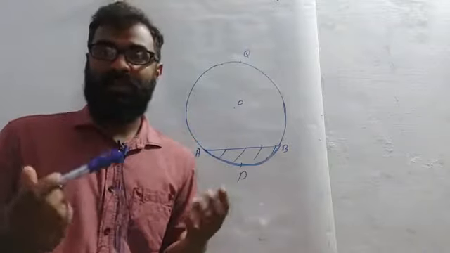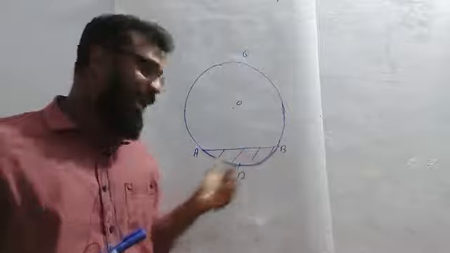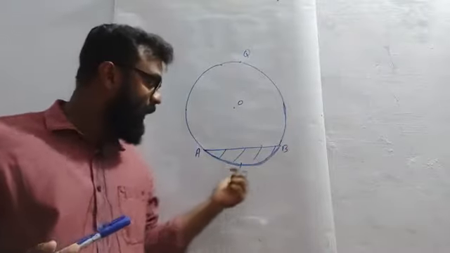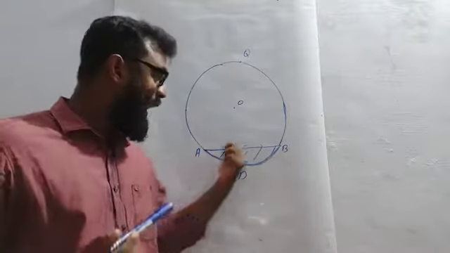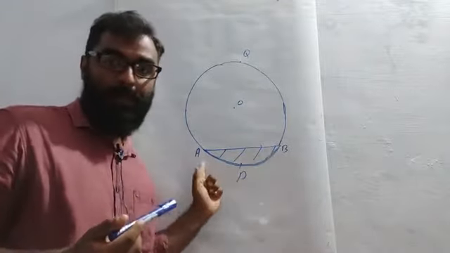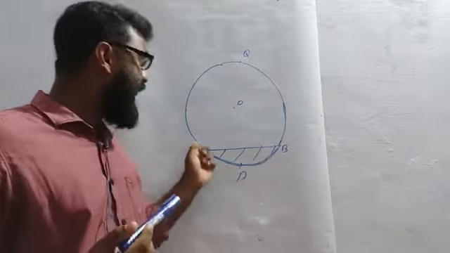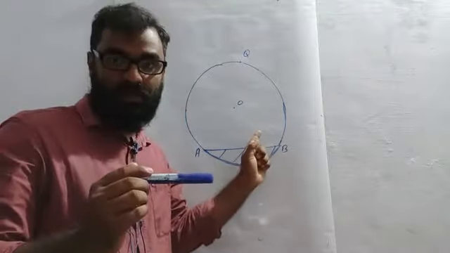What do you mean by segment? Please consider a chord AB like this, and the corresponding arc is APB, right? In between 2 points A and B, we can draw a chord AB and an arc APB, right? And we know APB is a minor arc and AQB is a major arc. So what is a segment?